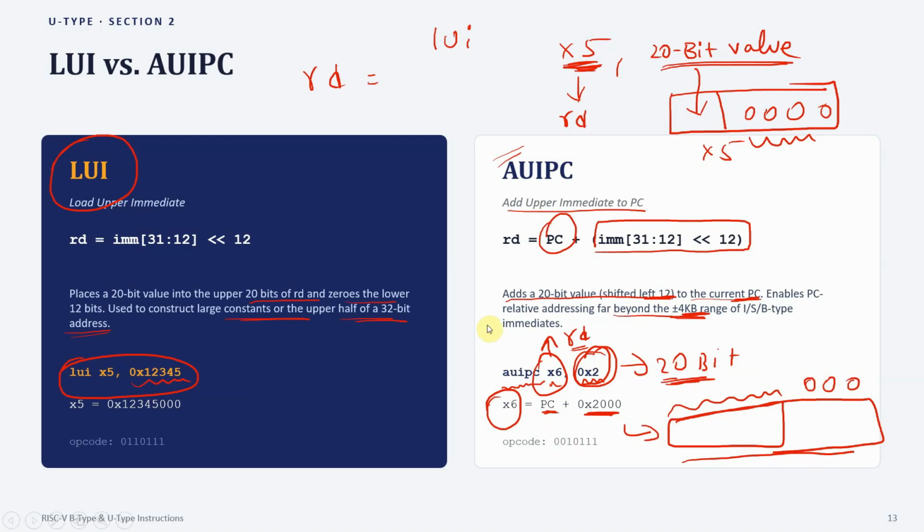So that is about my LUI and AUIPC, the U type instructions. This covers almost all the instructions, and we are left with one more instruction. After this, we are going to start developing all the modules in Verilog, and we are going to verify them.